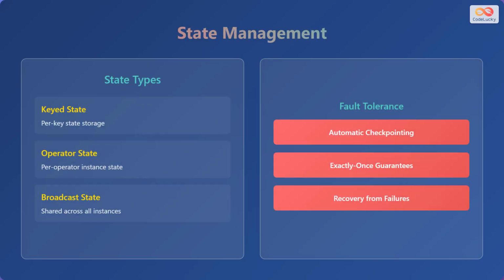Flink provides robust state management capabilities, offering different types of state, including keyed state for per-key storage, operator state for per-operator instance, and broadcast state shared across all instances. For fault tolerance, Flink offers automatic checkpointing, exactly once guarantees, and recovery from failures, ensuring data consistency and reliability.